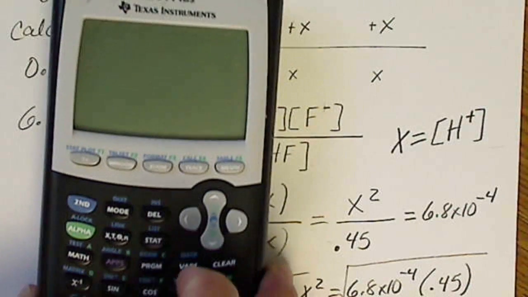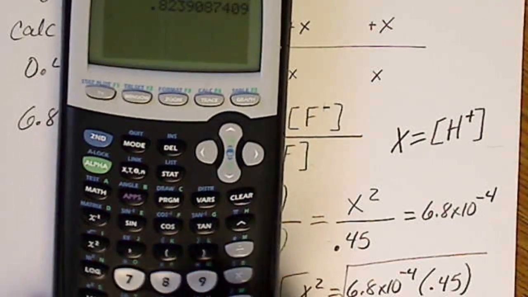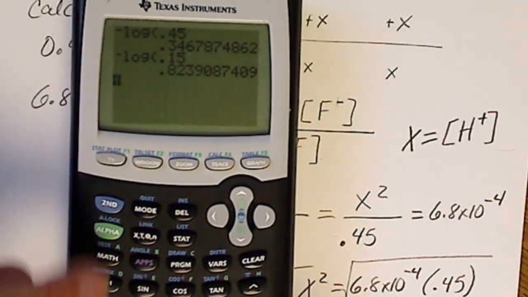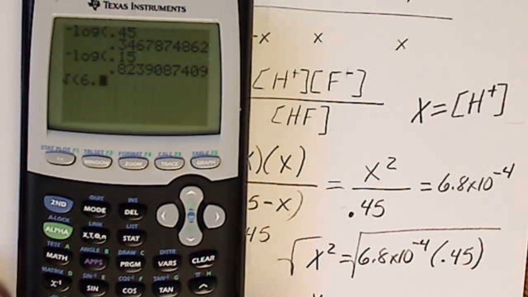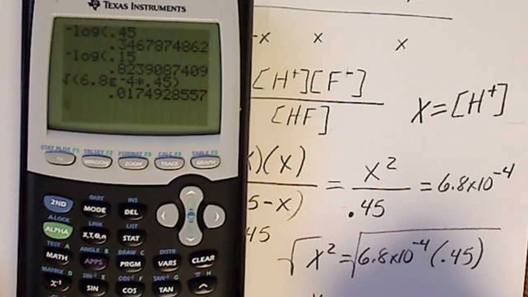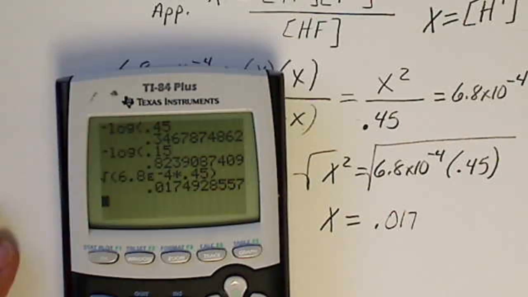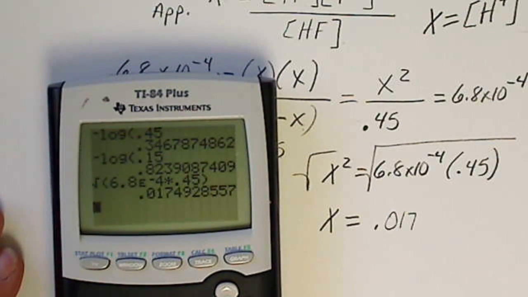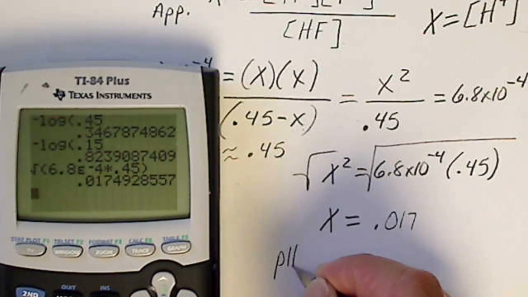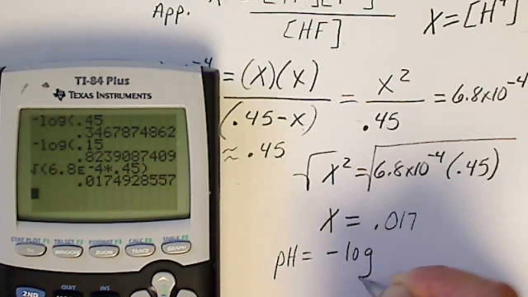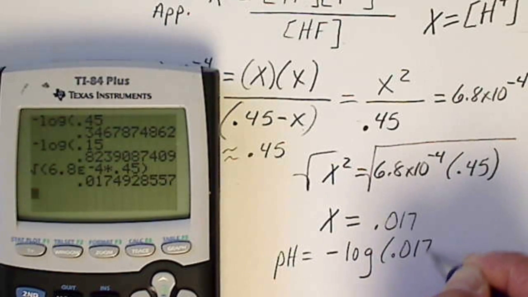Okay. So when I'm solving for X, just so I don't forget to take the square root, I'm going to start out with the square root symbol. So I'm going to take the square root of 6.8 E negative 4 times 0.45. So I get X is equal to 0.017 and so on. I am not going to simplify this. I'm going to take the pH of this. So pH is going to equal the negative log of 0.0175.